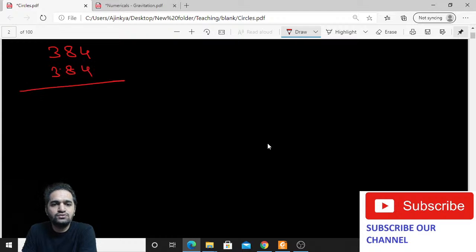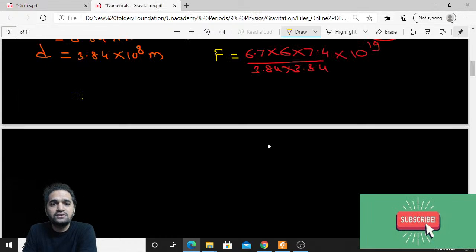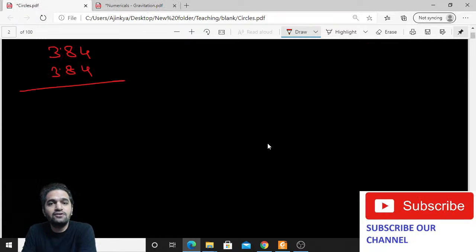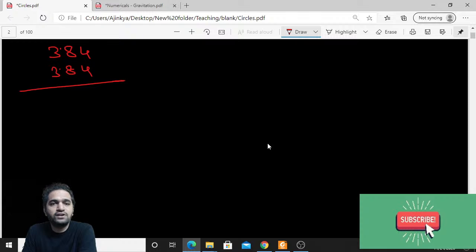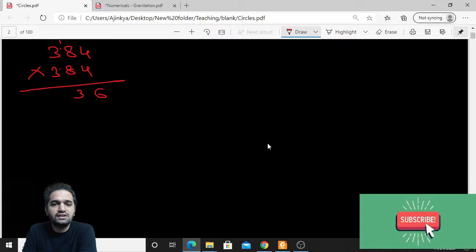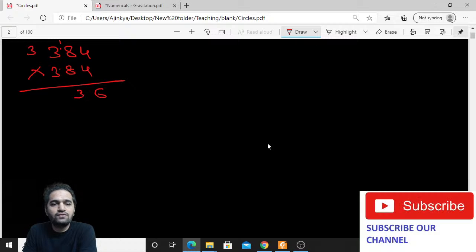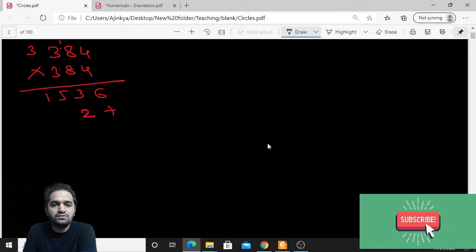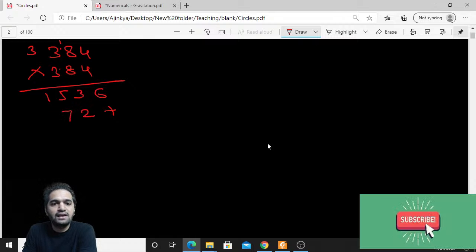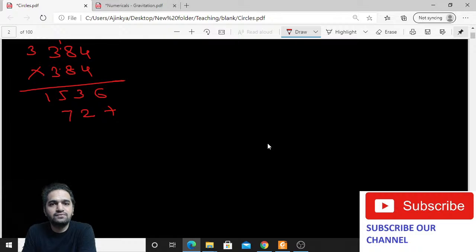4 fours are 16. You literally have to multiply. There is no other option. It is not going to solve by itself. You have to multiply. So 3.84 into 3.84. 4 fours are 16. 1 carry. 8 fours are 32 plus 1, 33. 3 carry. 4 threes are 12, 12 plus 3, 15. Plus 8 fours are 32. 3 carry. 8 eights are 64 plus 3, 67, 6 carry. 8 threes are 24 and 6, right?